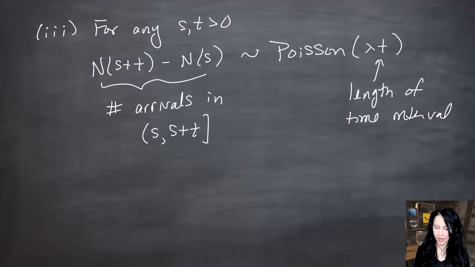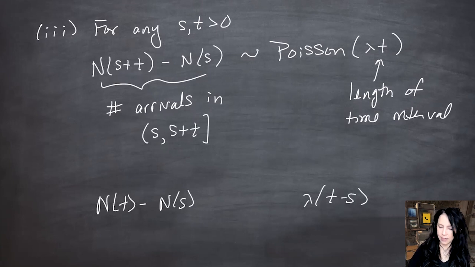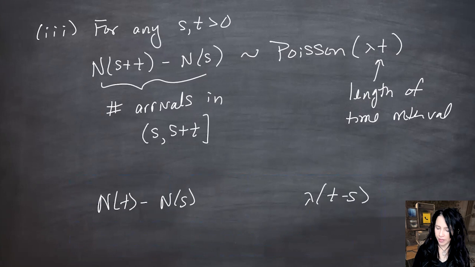So I could have written this like N of t minus N of s and made sure s was less than t, and then had a Poisson lambda times t minus s. But I like the way I've written it here better.